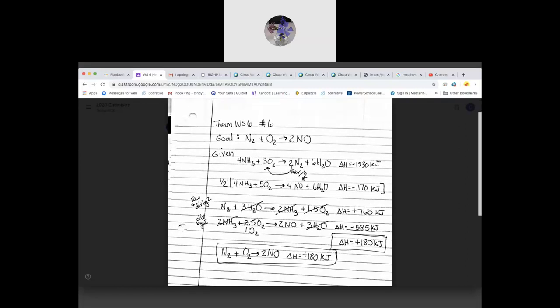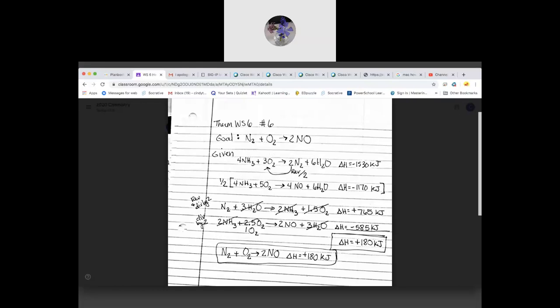So when I reversed the first equation and divided everything by 2, I rewrote it, and now my nitrogen is on the correct side, and instead of having 2 nitrogens, which I started with, I have 1. Instead of having 6 waters, I have 3. Instead of having 4 ammonia, now I'm producing 2. And instead of having 3 oxygens, now I'm saying I produced 1.5, because 1.5 is half of 3.